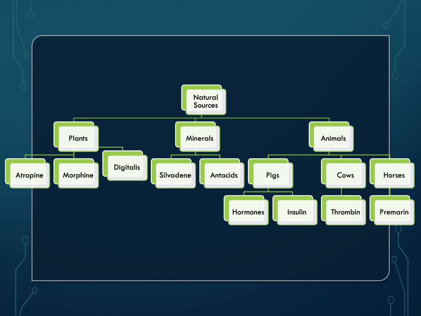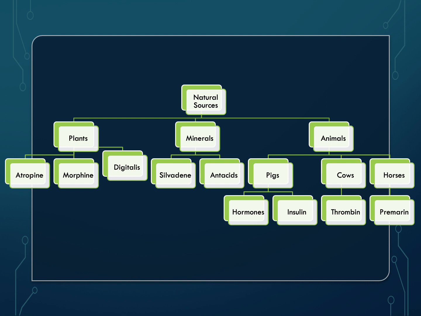That is derived from cows, so we refer to that as a bovine derivative. And then Premarin. Premarin is the hormone estrogen, and that is derived from the horse, so we refer to that as equine. Now, if you take a look at table 1.1 in your textbook, there are some other examples of plant-derived drugs that are relevant to the surgical practice, so be sure to take a peek at that.